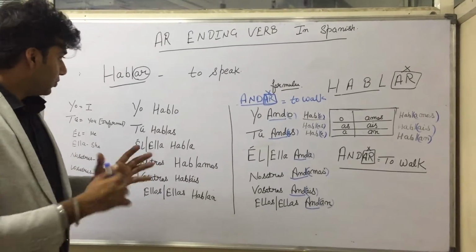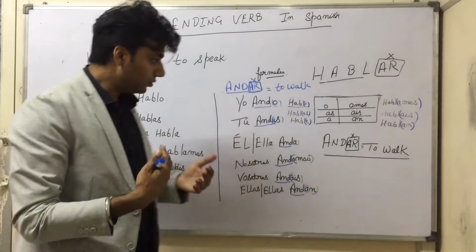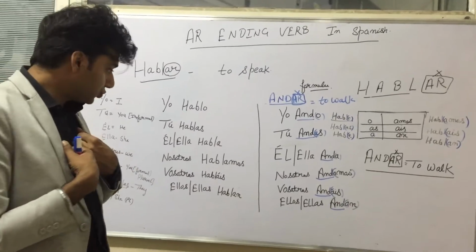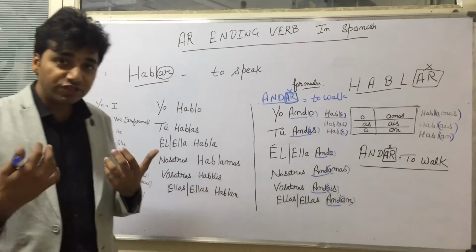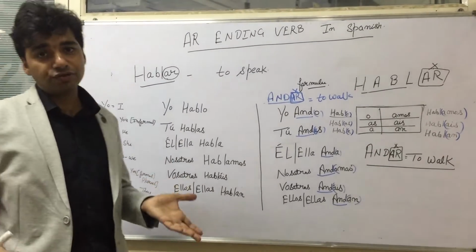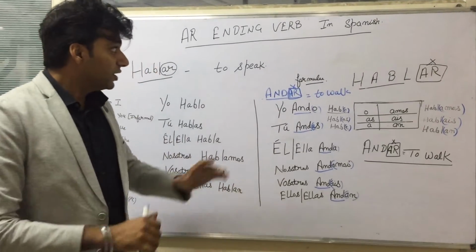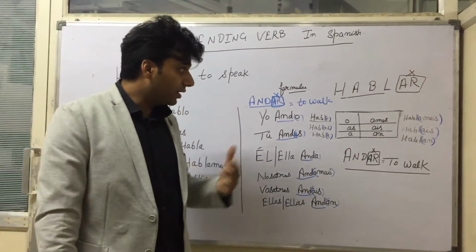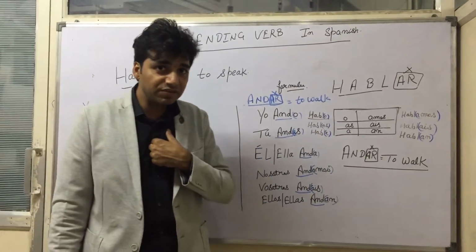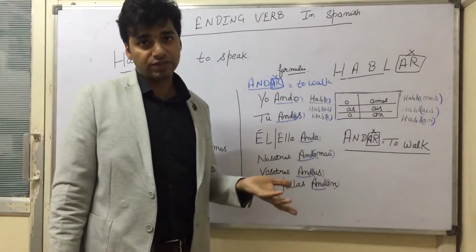So hablar is to speak and andar is to walk. Speak after me: yo hablo, tú hablas, I speak, you speak; él, ella habla, he speaks, she speaks; nosotros hablamos, vosotros habláis, and ellos, ellas hablan. Is it clear, guys? It is very important: this AR-ending verb formula is what we call the present tense. If you want to speak in the present tense, you have to learn this: O, AS, A, AMOS, ÁIS, AN.